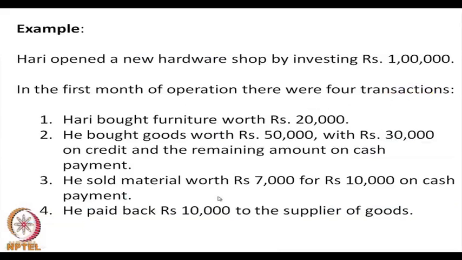Now, let us look at the third entry. The third entry says he sold material worth 7,000 rupees for 10,000 on cash payment by the buyer. So, the buyer has paid 10,000 rupees, which means his cash position has gone up, but the cost of goods sold, this is COGS. The goods that he has sold, he had bought only for 7,000 rupees. So, from his inventory of 50,000 rupees, 7,000 rupees will be less. These are the minimum two entries that must be made.